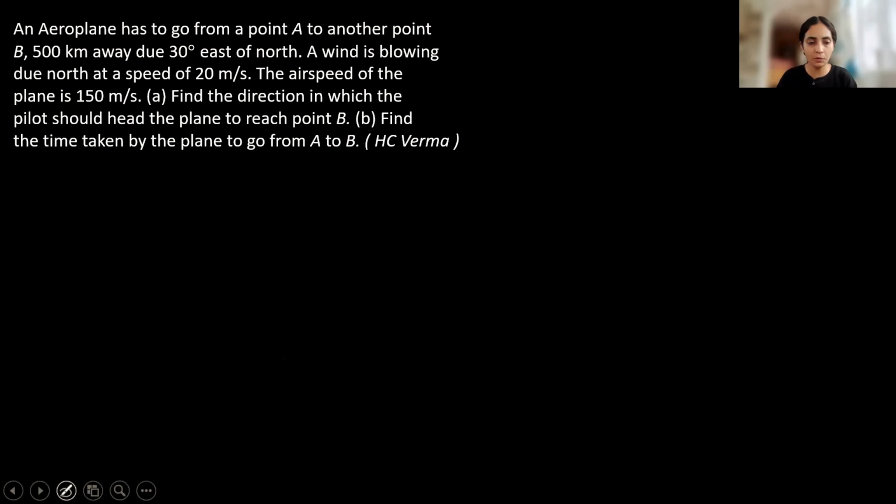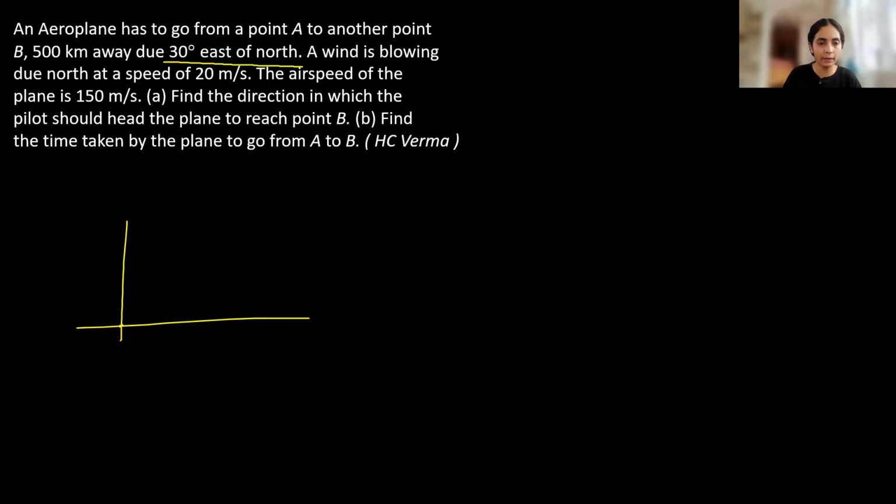And let us do this question. And this is one very beautiful question of relative concept. So let us have a look at it. An aeroplane has to go from point A to another point B, 500 kilometer away due 30 degree east of north. So एक एरोप्लेन को कहां से कहां चलना है? A से B की तरफ जाना है. And A to B is making an angle of 30 degree with the vertical, with the north, right?